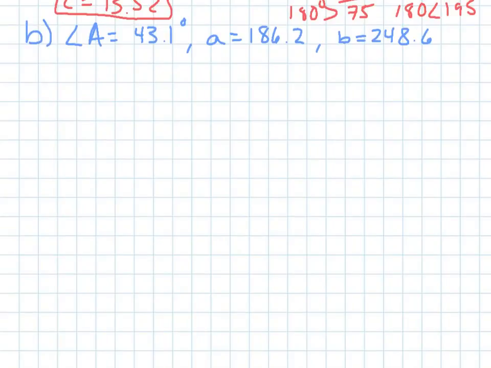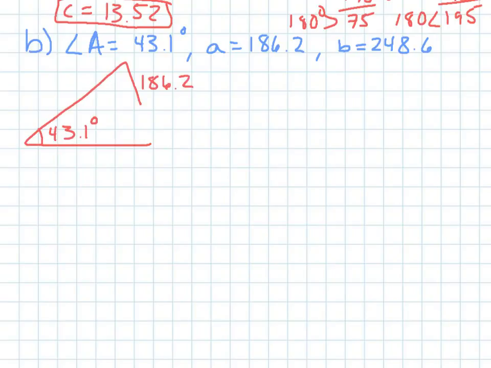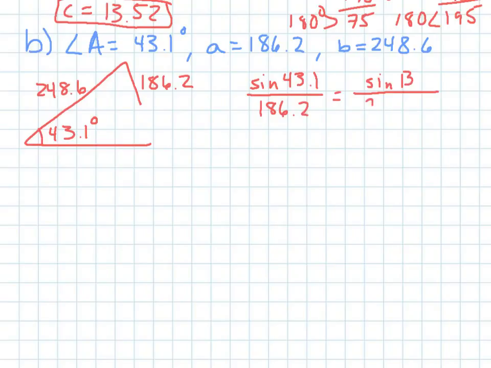Letter B, I have angle A and B, so let's make our triangle again. You don't have to write the picture. I just always find that it's easier to visualize what we're talking about when we have it right in front of our face. So same thing, I want to set up a law of sines for this. Okay, so I want to cross multiply.